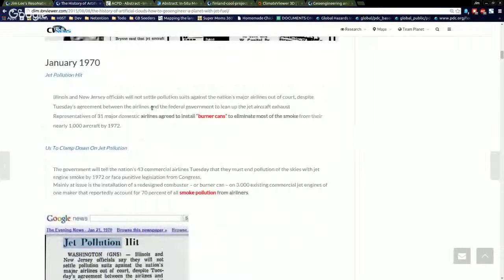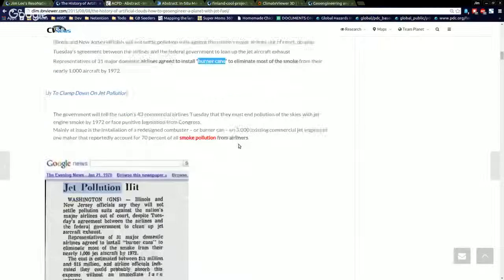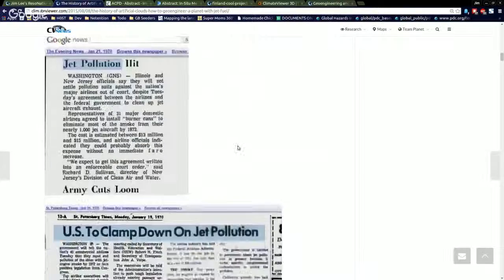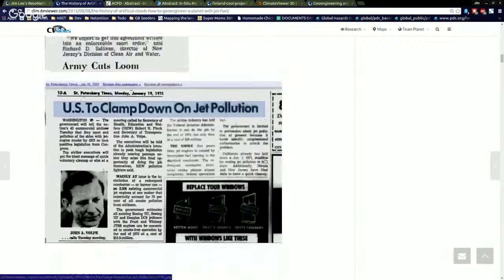So in 1970, Illinois and New Jersey officials will not settle pollution suits against the nation's major airlines out of court. Despite Tuesday's agreement between the airlines and the federal government to clean up on jet aircraft exhaust, 31 major domestic airlines agreed to install burner cans to eliminate most of the smoke from their nearly 1,000 aircraft in 1972. U.S. to clamp down on jet pollution.